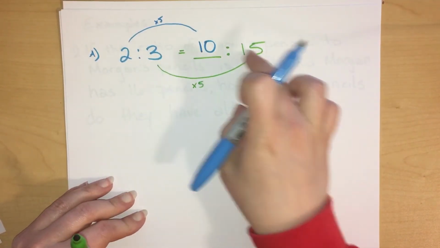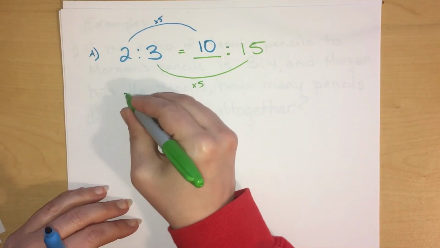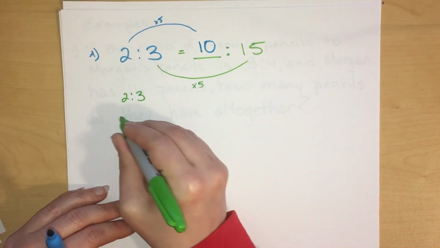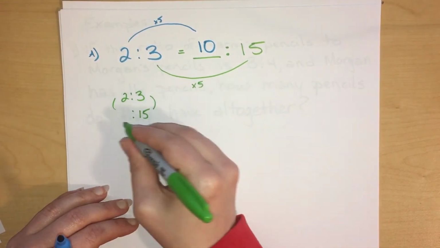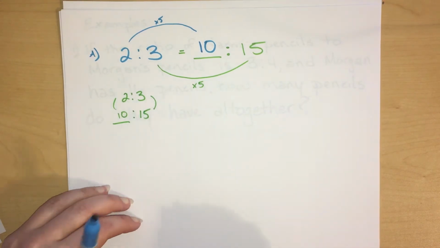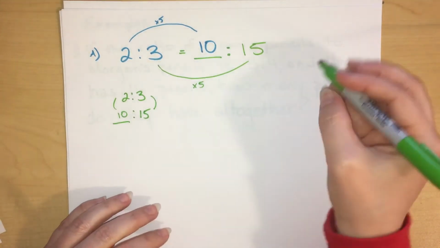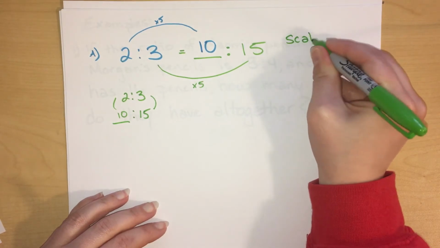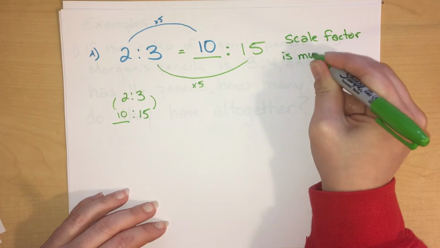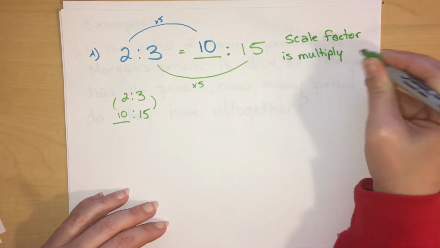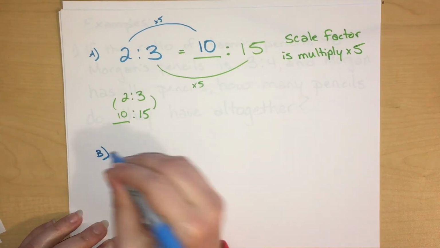If it's confusing looking at it this way, you might see some questions that are actually worded like that. Just think of it underneath. That's often an easier way. If you saw it like that, it might be a little bit easier for you to visualize how it gets from the 3 to the 15. So in this case, our scale factor is to multiply by 5.